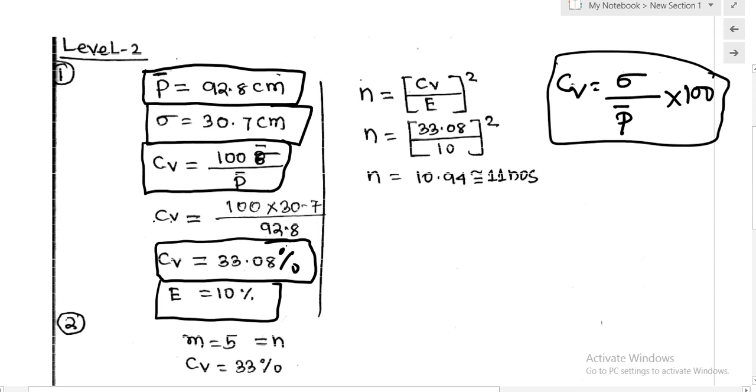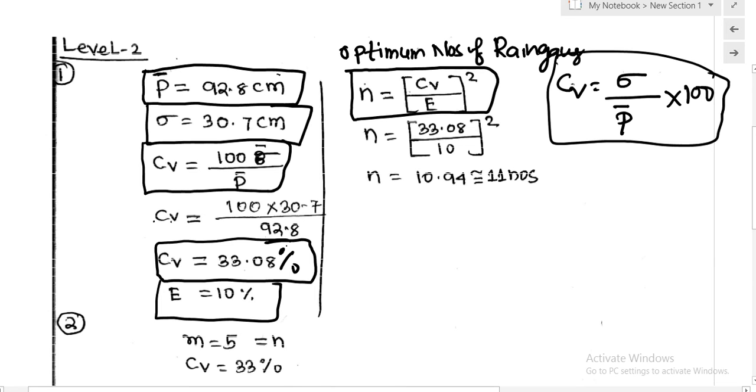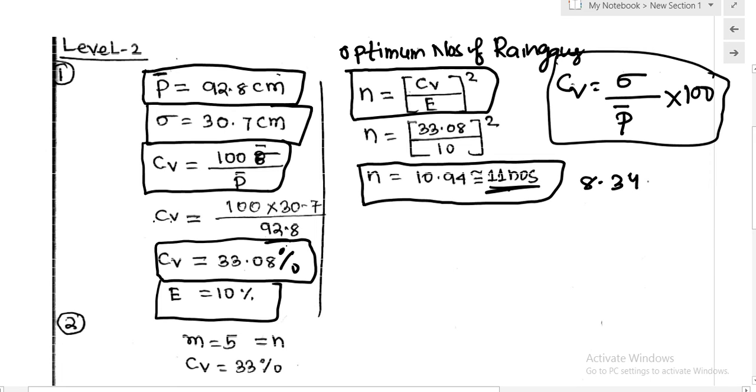So the optimum number of rain gauges required, n, will be equal to Cv by e, whole squared. Now put in all these values. The number of rain gauges required is 10.94, so you have to round up to 11. Suppose it comes to 8.34, you round up to 9, do not make it 8, always 9. So 11 rain gauges are required in that particular catchment.